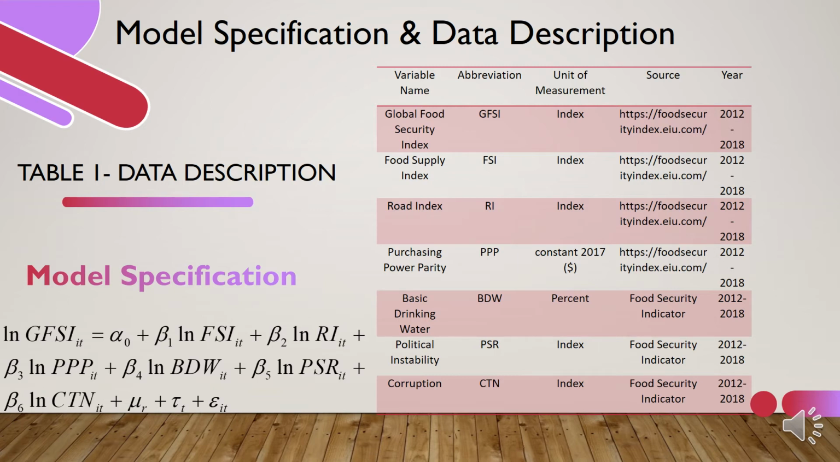The food supply index is a measurement of food availability. The road index is to measure physical access. Purchasing power parity is to measure economic access. Basic drinking water is to measure utilization. Political instability and corruption are to measure food stability. This is my model specification.